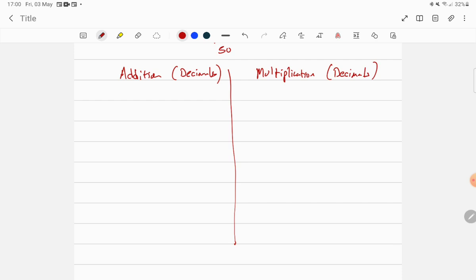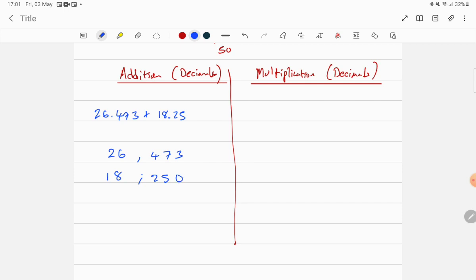So when it comes to addition, if we take, say, 26.473 plus 18.25, essentially we'd have to do it like how we did our long addition when we had those large numbers manually. So something similar to that, where all the values before the comma are on one side: 26, let's just put the comma here, 473, and this would be 18.250. Right.